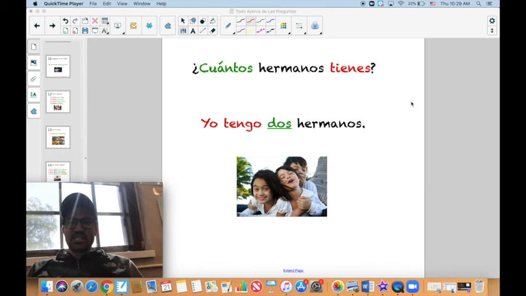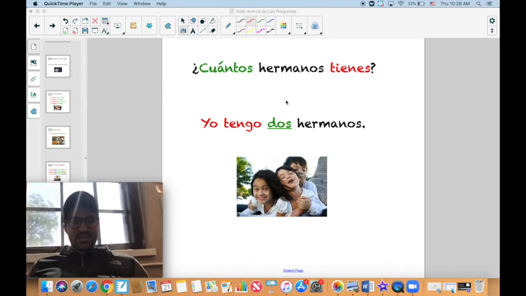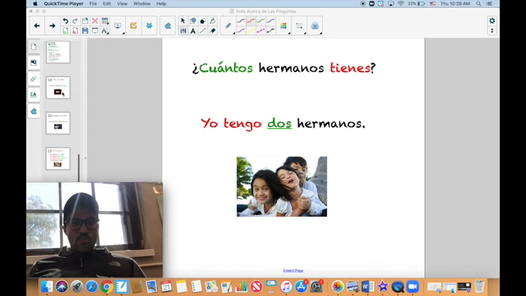¿Cuántos hermanos tienes? You reply in the yo form. Remember, tener is kind of funky. In the yo form, it gets that letter G. Yo tengo dos hermanos. Yo tengo tres hermanos. Yo tengo cuatro hermanos. Again, be sure when the question word is cuántos that you're replying with some sort of number. ¿Sí?